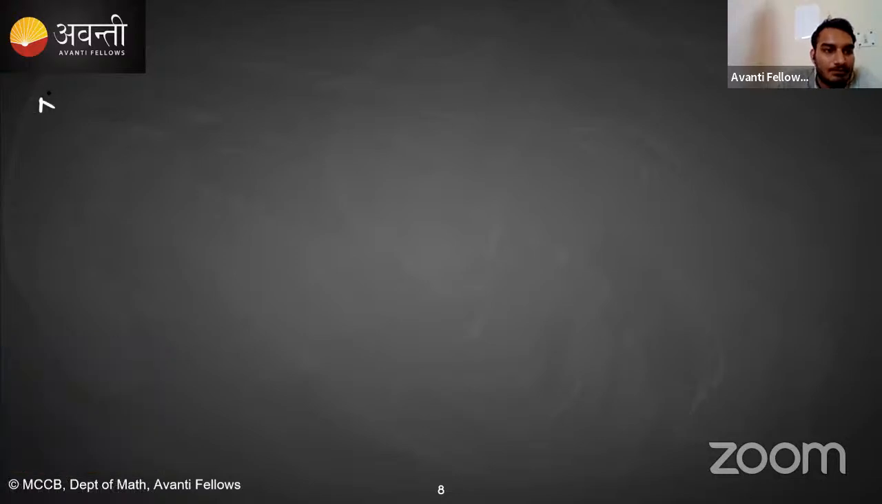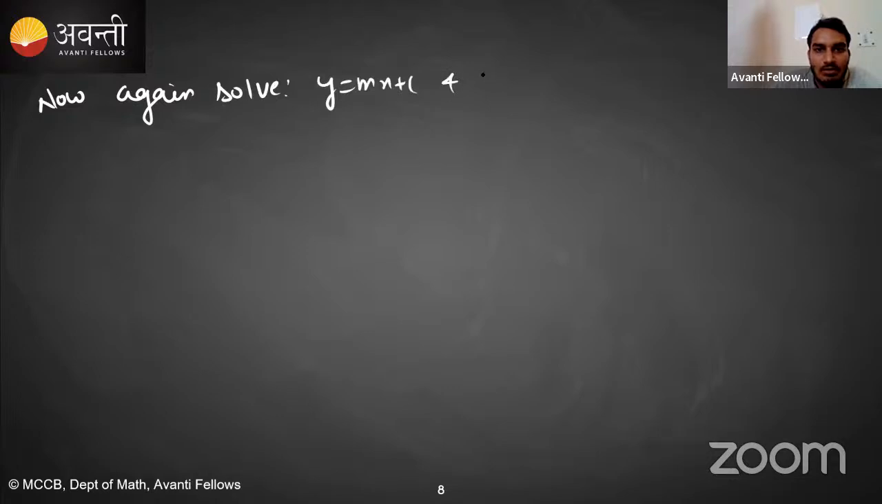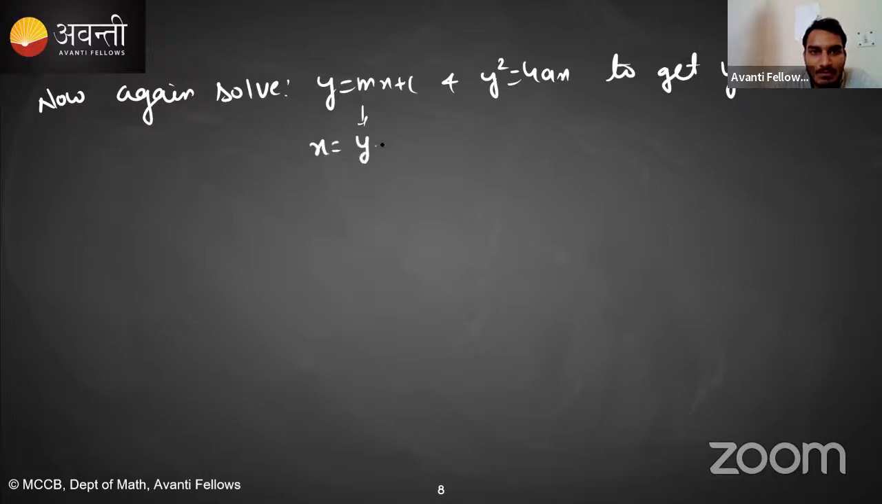Now, again solve y is equal to mx plus c and y square is equal to 4ax to get y coordinates. To get y coordinates, तो कैसे करेंगे? Put the value of, यहाँ से कितना आ गया? From here, what is x? X is nothing but y minus c by m. What is x? Y minus c by m. So put the value of x here.